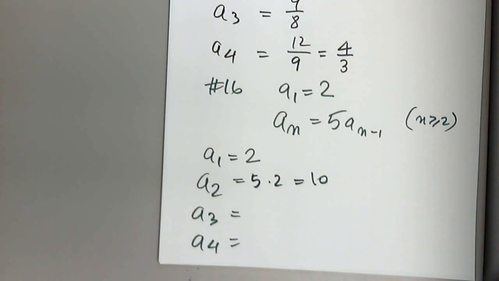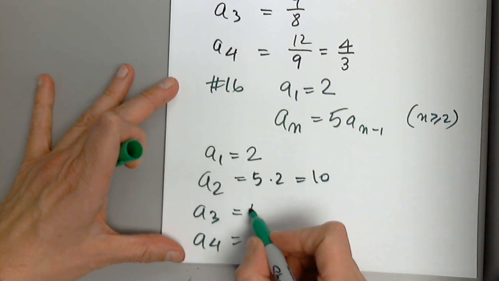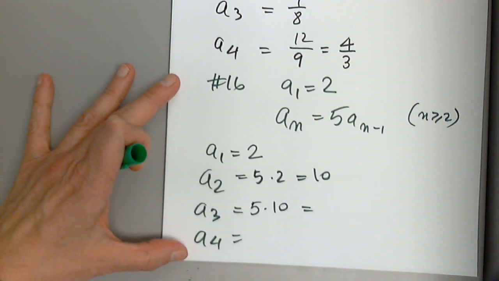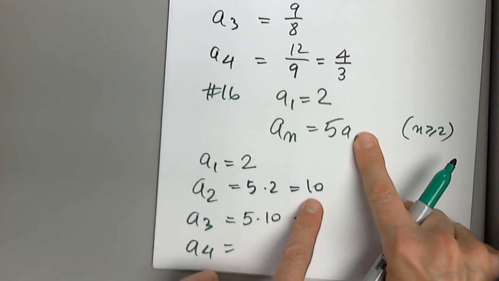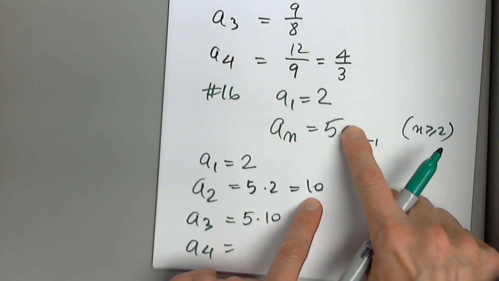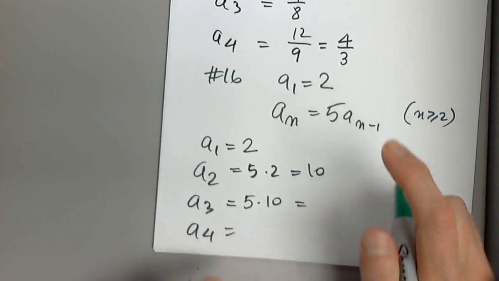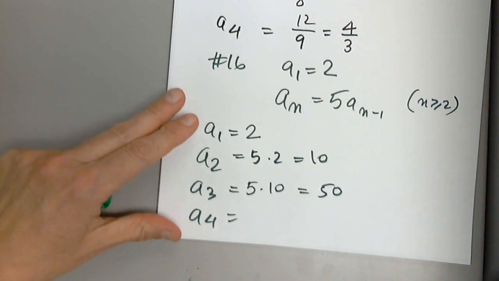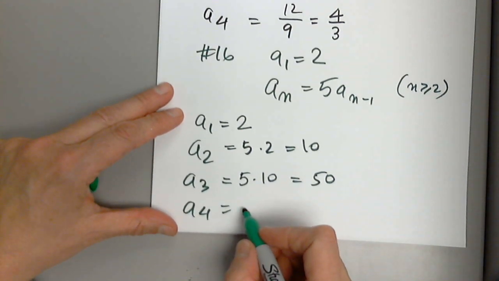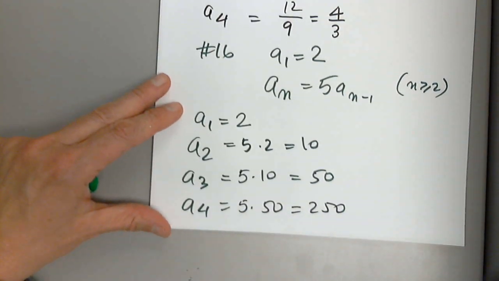Can anyone dictate a3? So when this is 3, this is 2, and I have a2 to be 10. So 5 times a2, which is 50. What about a4? Well, 5 times 50, 250. Is that clear?